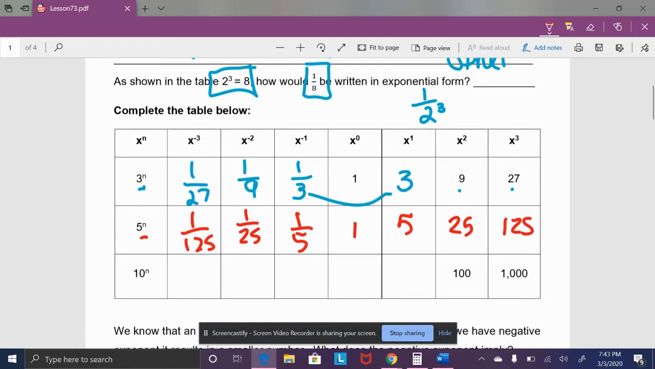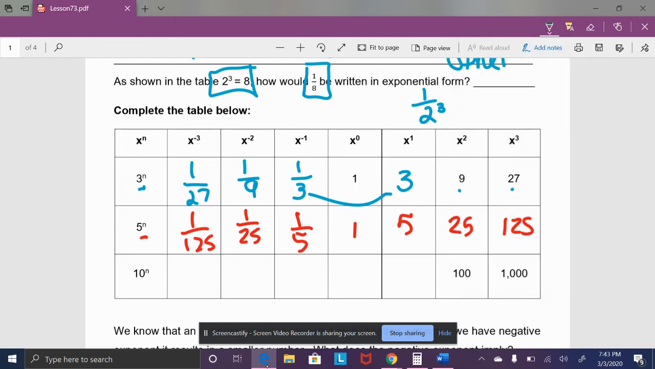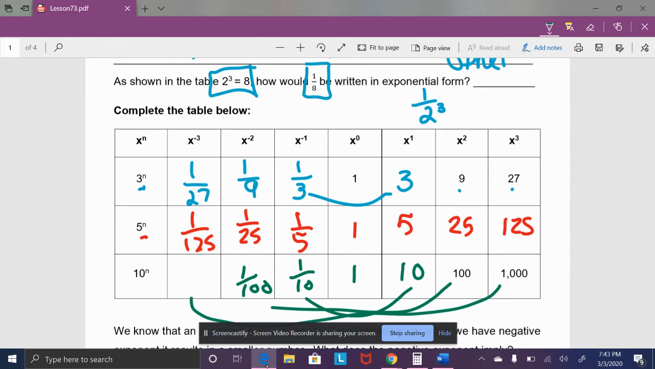And then our last one, 10. 10 to the 0 is 1. 10 to the first is 10. They already figured out the rest for us. So 10 to the negative 1 is going to be 1 over 10. 10 to the negative 2 is going to be 1 over 100. 10 to the negative 3 is going to be 1 over 1,000.